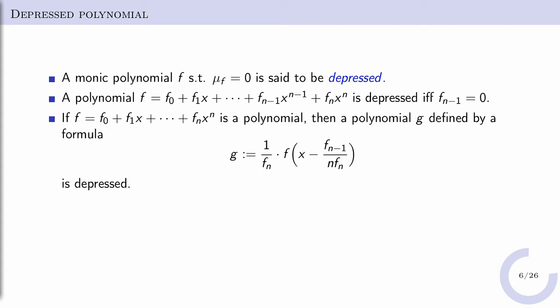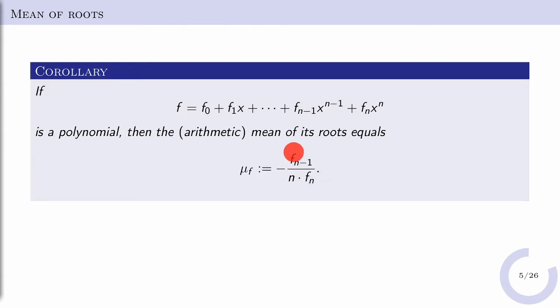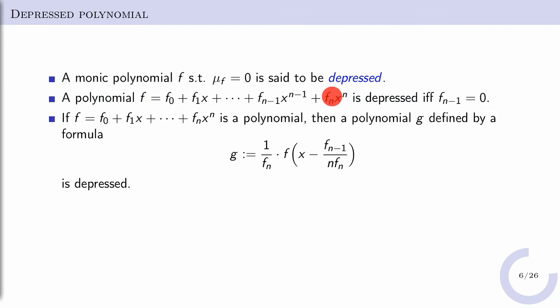In particular, since the mean of the roots is 0, using this formula we see that the mean of the roots is this fraction, and the fraction is 0. If the numerator is 0, then it follows that a monic polynomial is depressed if this coefficient is 0 and this coefficient is 1. The leading coefficient must be 1 and the one before it must be 0 for a polynomial to be depressed.